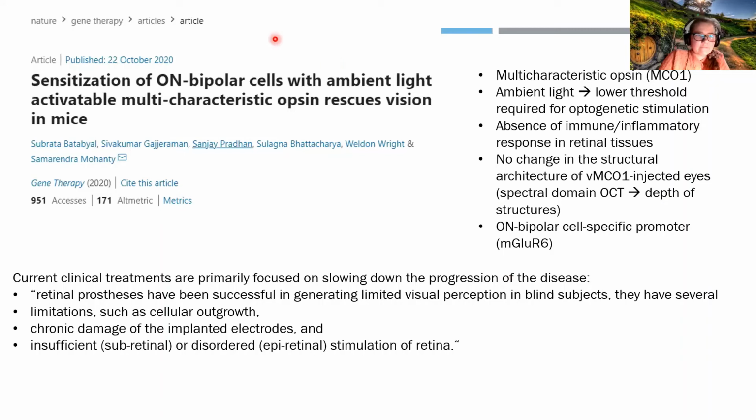Then the problem this research wanted to solve is again that retinal prostheses have been unsuccessful in making irreversible blindness disappear, and limitations of prostheses include cellular outgrowth, chronic damage of implanted electrodes, and insufficient or disordered stimulation of the retina.